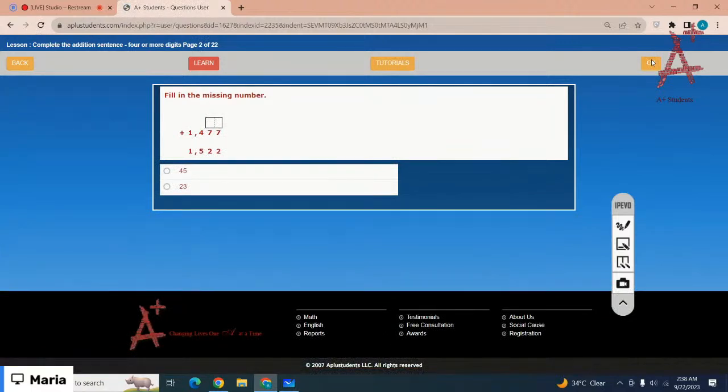Okay, fill in the missing number. Which is the missing number? Which number is missing? That would be 45. Let me just check. 5 and 7, 12. Yes, that would be 45. Option number 1 is the correct option. Very good.